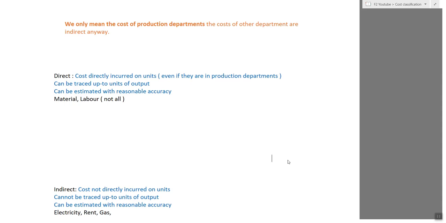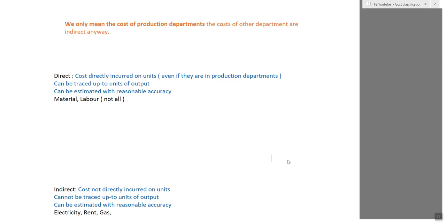Direct is the cost that is incurred directly on units. That's why it's called direct. So it happens in the production department. An indirect cost is a cost not incurred directly on units. This is one quality. And direct cost can be traced up to units. What it means is if we have certain units, we can find what is the cost per unit of our direct cost. Indirect cost usually cannot be estimated. Direct cost can be estimated with accuracy. If we want to predict what will be the cost of certain units, direct cost can be predicted. Indirect costs cannot be predicted with reasonable accuracy.